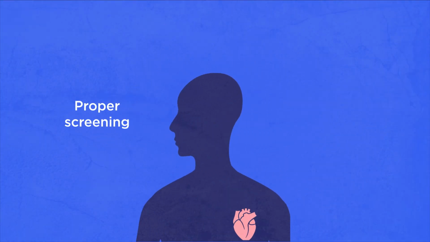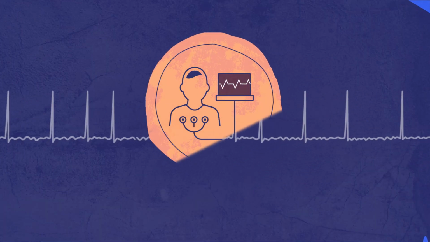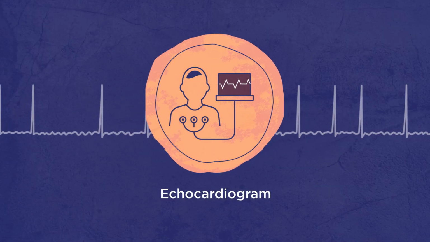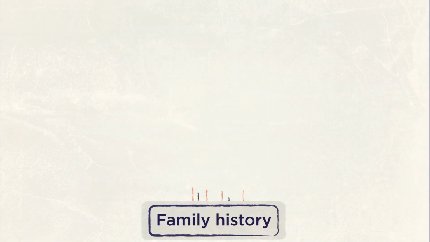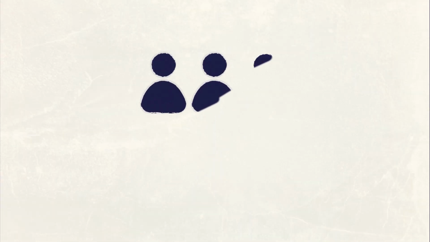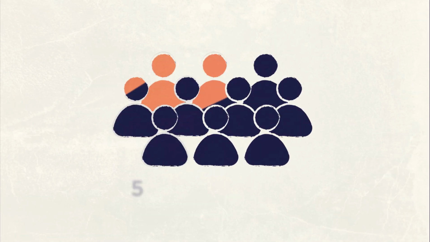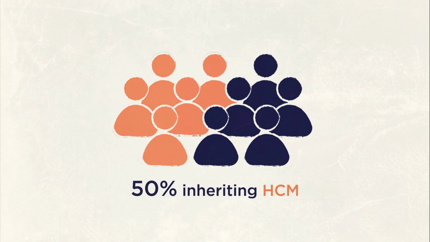Receiving proper screening is essential for patients to receive an accurate diagnosis. An echocardiogram is most commonly used to diagnose HCM. Family history should also be considered. Parents, siblings, or children of an affected person have a 50% chance of inheriting HCM.